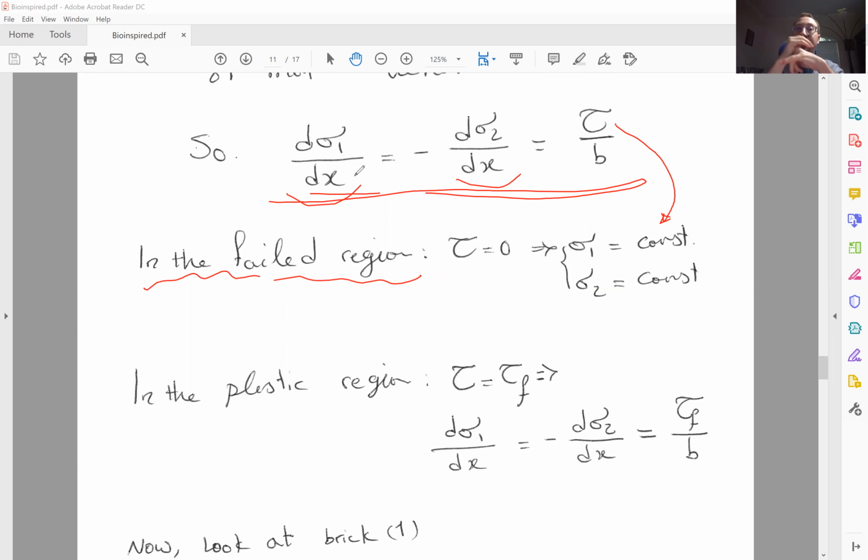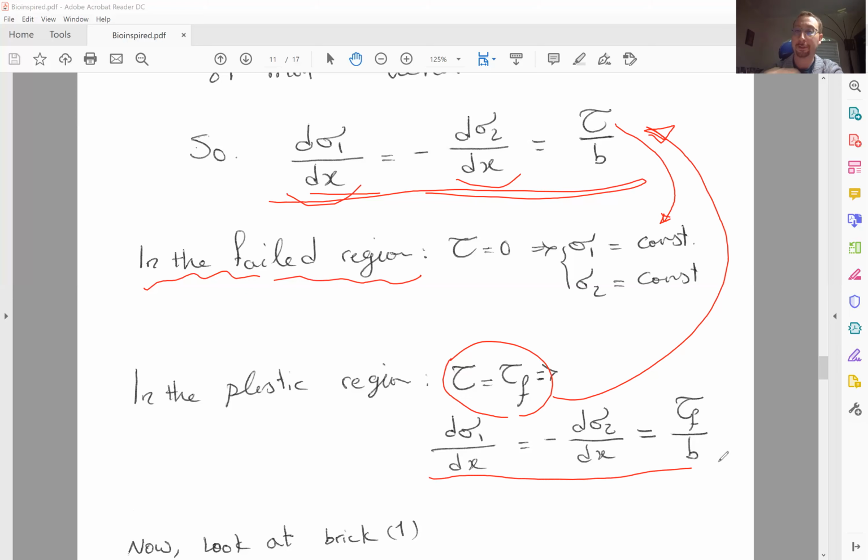In the regions where the mortar has deformed plastically, the magnitude of tau is equal to tau f. Again, put this value back into these equations, we get this. So in the failed regions, sigma 1 and sigma 2 are constants. Stresses in each tablet are constant. In the region in which the mortar is plastically deformed, sigma 1 and sigma 2 vary linearly because tau f over b is constant.